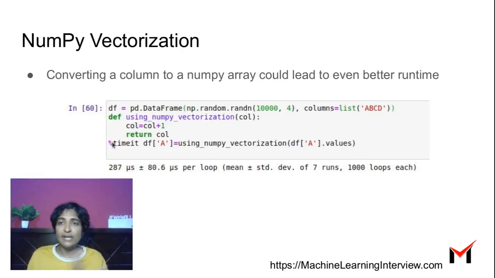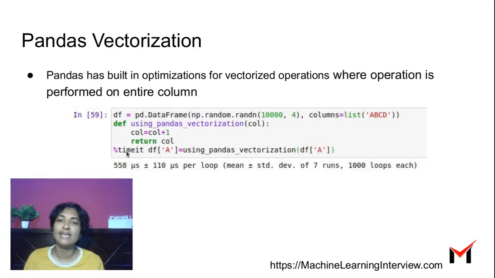Now, what can we do better? So finally, we can use a NumPy array. As we know, NumPy arrays are more efficient than Pandas data frames or Pandas series. So what we can do is convert a column to a NumPy array. When you take data frame A, a column of the data frame, which is a series, and you do .values, it gives us the underlying NumPy array. Now, when we pass this array and we do a +1 to the array in a fashion similar to what we did earlier, it's much more efficient than doing it directly on the column of the data frame. And we see that it takes only 287 microseconds as opposed to 558 microseconds, almost half the time.